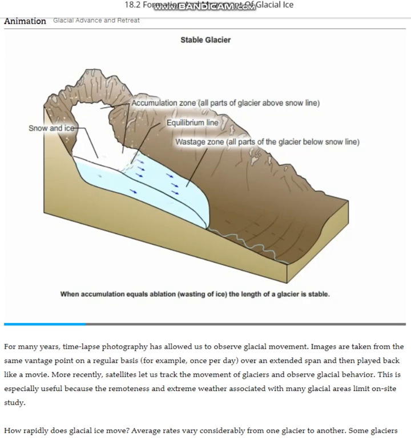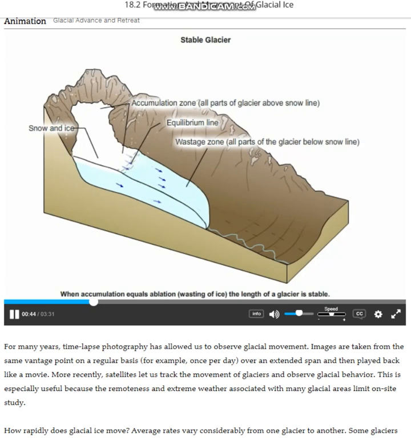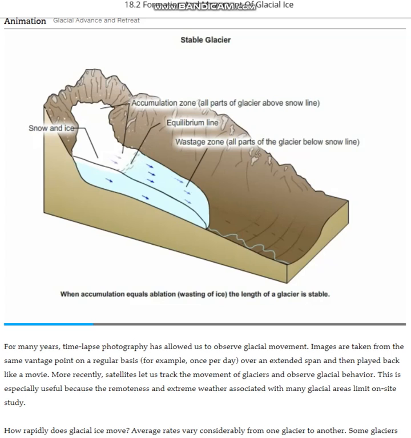The equilibrium line marks the location on a glacier where accumulation matches ablation. Above the equilibrium line, accumulation exceeds ablation, while below the equilibrium line, ablation exceeds accumulation.